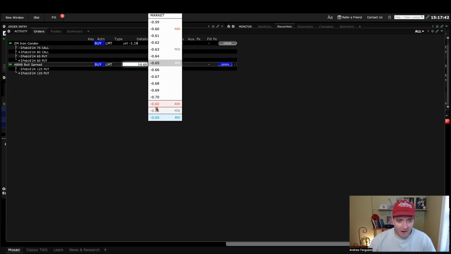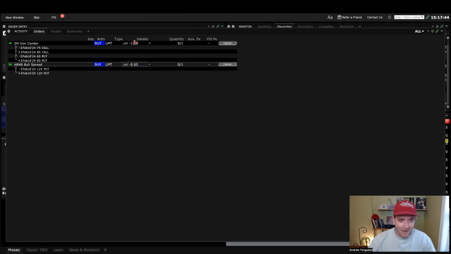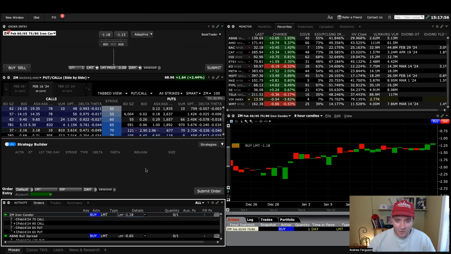I can move this up, move this down if I wanted to. I'm just going to leave it at 65. I'm going to leave this at 1.18. I'm not going to try to chase little margins like that. If it gets filled, it gets filled. If it doesn't, it doesn't. I'm not going to play that game and get too emotional in the trading. I've been through that before, been burned by it before, not going to go there again.